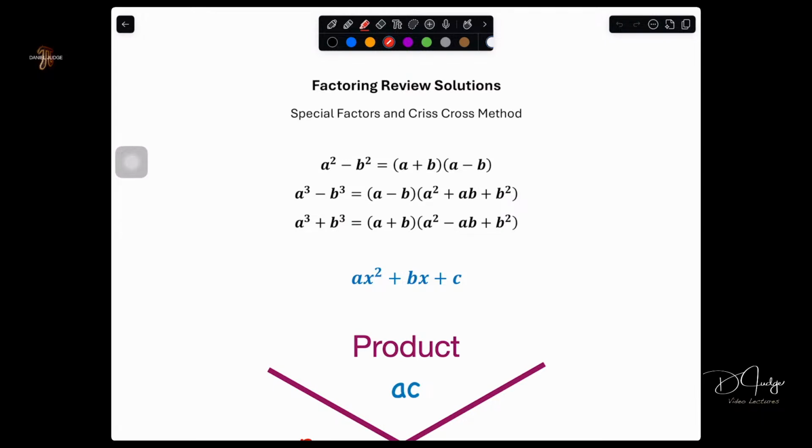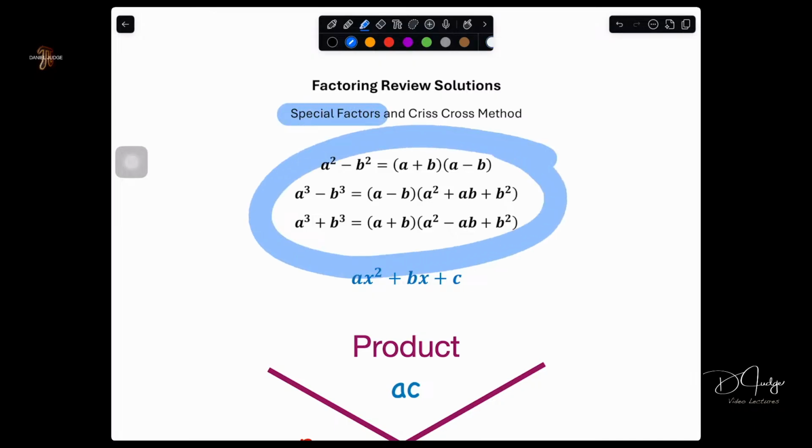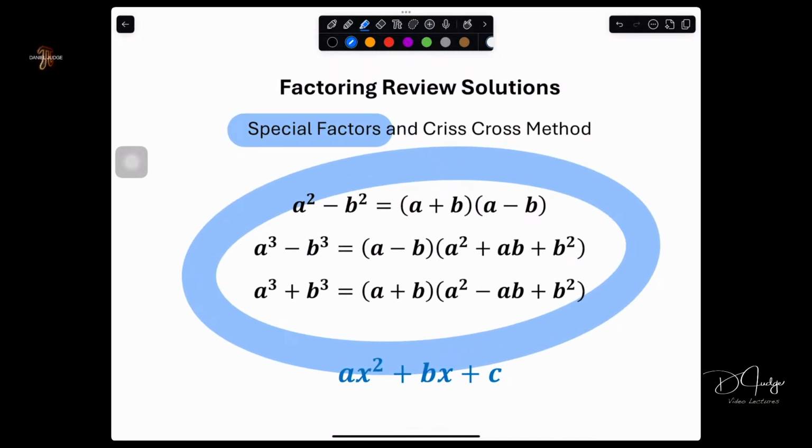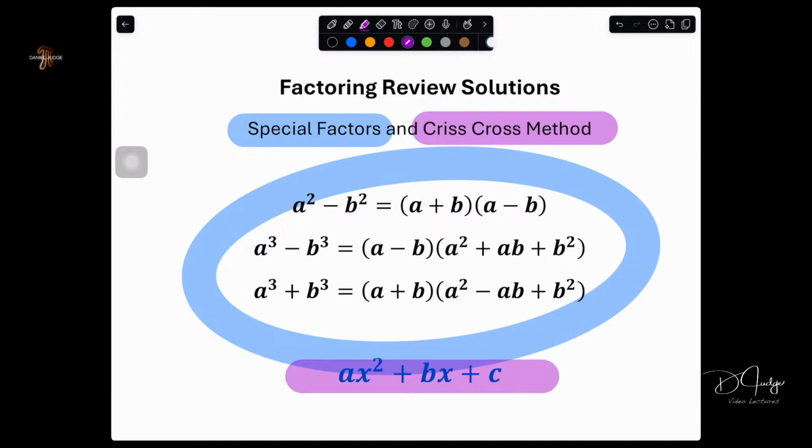Okay, we're going to go over factoring by using some special factors. This is what this is known as. We're going to start with the special factors, which means we're going to look at the difference of perfect squares, the difference of perfect cubes, and the sum of perfect cubes. We're going to be using these formulas in factoring, and then we're going to move on to factoring by what I call the crisscross method for trinomials.